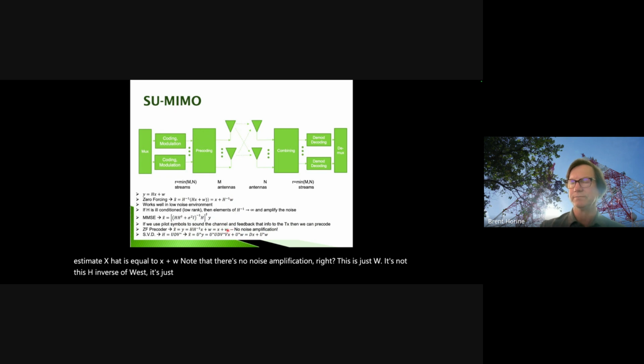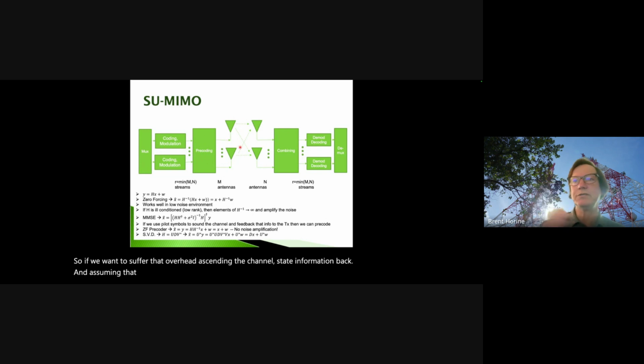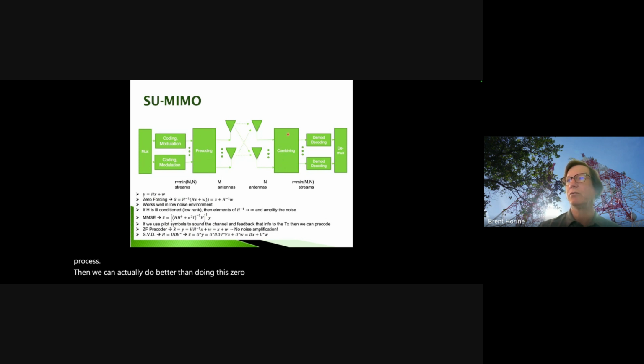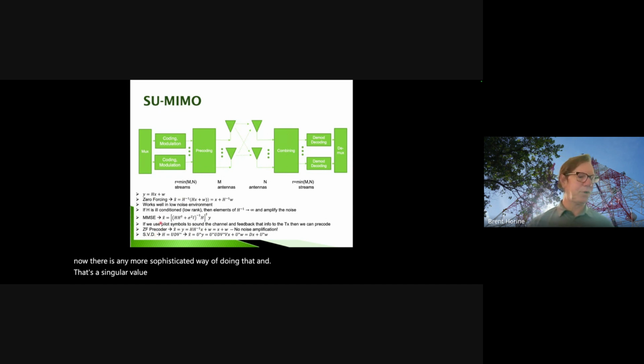So if we want to suffer the overhead of sending this channel state information back, and assuming that the channel is relatively stable over the time periods that we're doing that process, then yeah, we can actually do better than doing this zero forcing algorithm at the receiver. Let's pre-code it. Now, there's an even more sophisticated way of doing that, and that's a singular value decomposition approach.